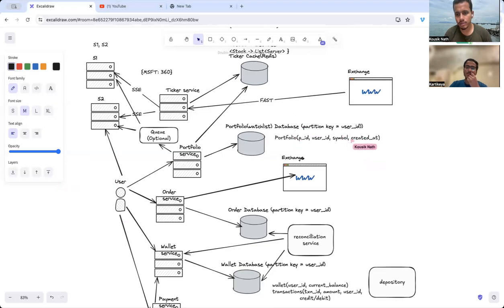So here basically something like buy ticker value, then the quantity that you bought, then the total amount you have actually invested. So that is what your portfolio will most likely look like. And the current ticker value will definitely be served from the S1, S2 servers. And in a similar way, you can create one for orders also.